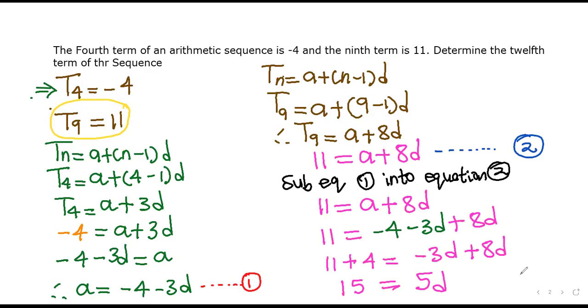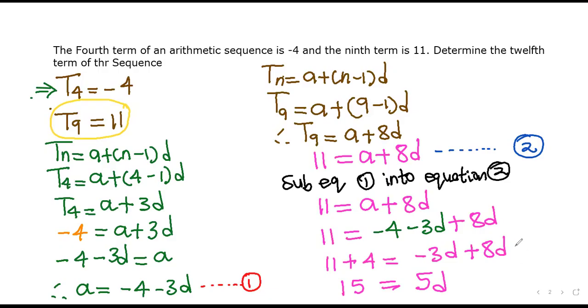Now let's solve. So we now have 15 equals 5D. When you want to solve for D, you divide both sides by 5, because math says what I do on my left hand side, I also do on the right hand side. And 5 cancels 5. Therefore, the value of D is equal to 3, simply because 15 divided by 5 is equal to 3. Now we have the common difference, right?